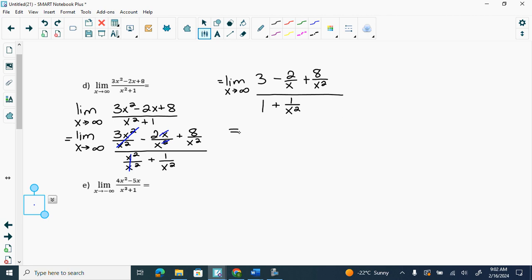So what's the limit as x approaches infinity of 3? It's a 3. Then minus, what's the limit as x approaches infinity of 2 over x? 0. Because as I approach large numbers, that's going to become closer to 0. Then what's the plus? The limit as x approaches infinity of 8 over x squared. It's just going to get to 0 faster, correct? Yes. And then on the bottom, I have a 1. And then 1 over x squared, the limit as x approaches infinity will be 0. And so I get 3 over 1, which is 3, which is the rule I gave you. And the reason why that rule works is because of limits as x approaches infinity. Yes?